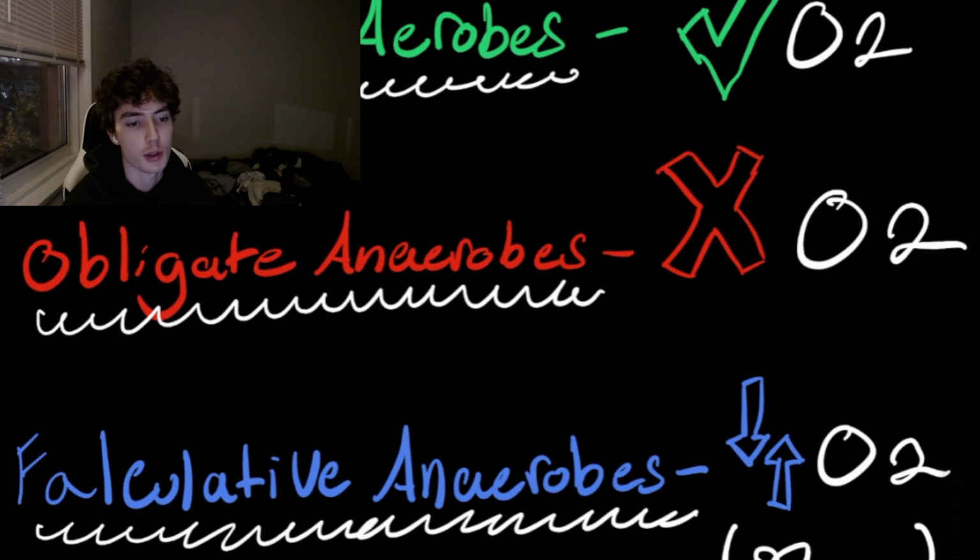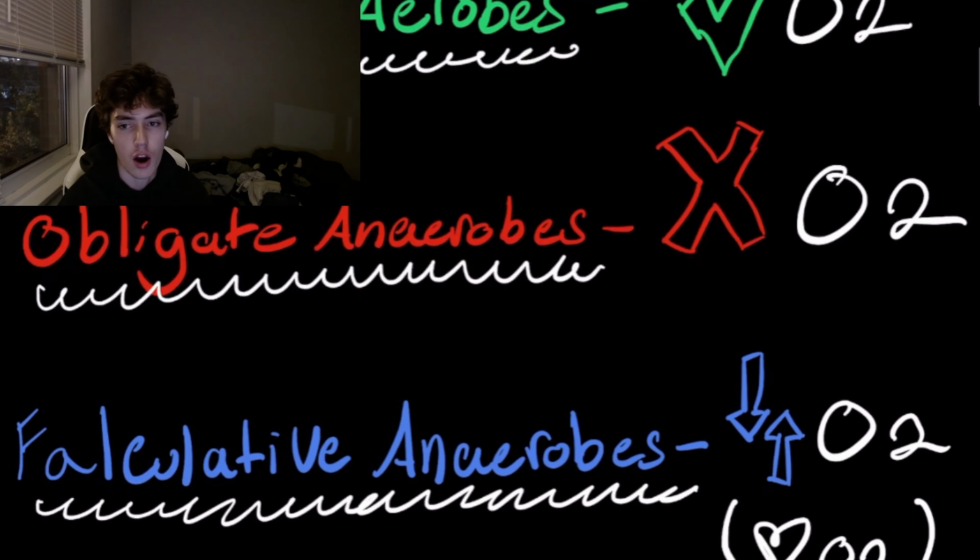Mycobacterium tuberculosis is a bacteria that grows and affects your lungs. As you know, there's a lot of oxygen within your lungs, so tuberculosis is going to thrive in that environment because it is an obligate aerobe. There's plenty of oxygen to go around, so it's going to grow very rapidly and quickly within your lungs.